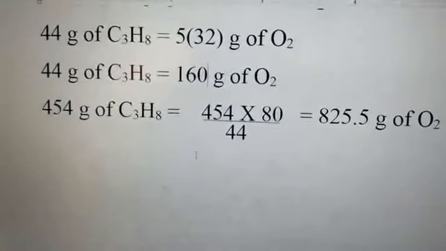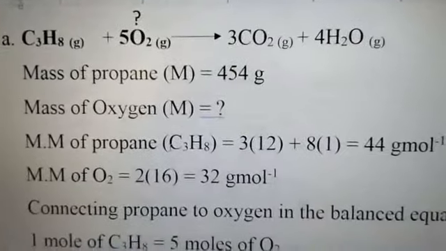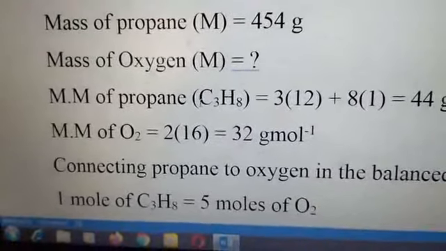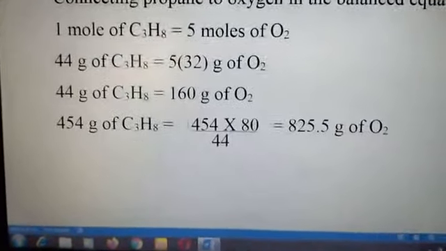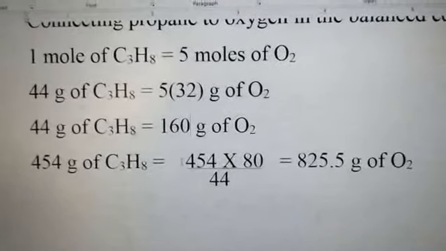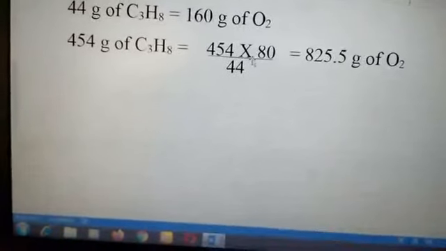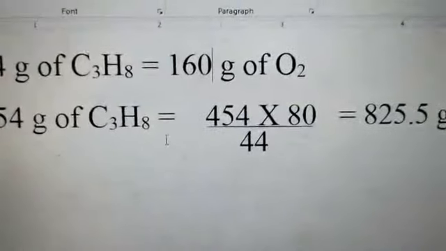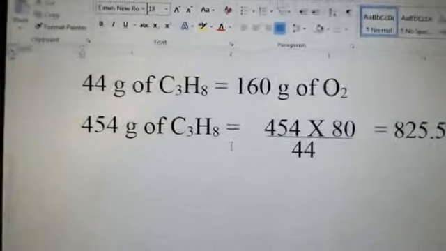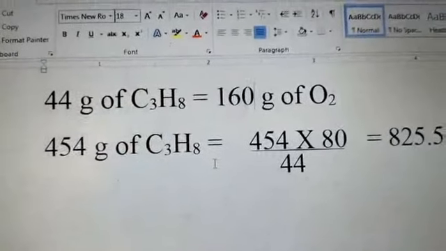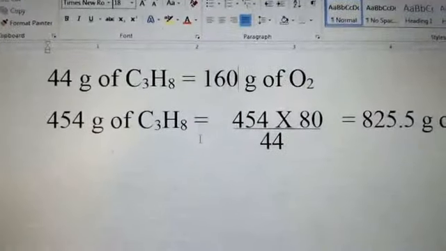So 44 grams of propane combined with 160 grams of oxygen. Remember that oxygen is a molecule. So that was an error: the molar mass is 32, not 16. And 1 mole of a molecule is equal to the molar mass. You have 5 moles there, so it's going to be 5 times 32, not 5 times 16. So 44 grams of propane reacted with 160 grams of oxygen. Therefore, the mass of propane given to us in the question, that was burnt, is 454 grams.